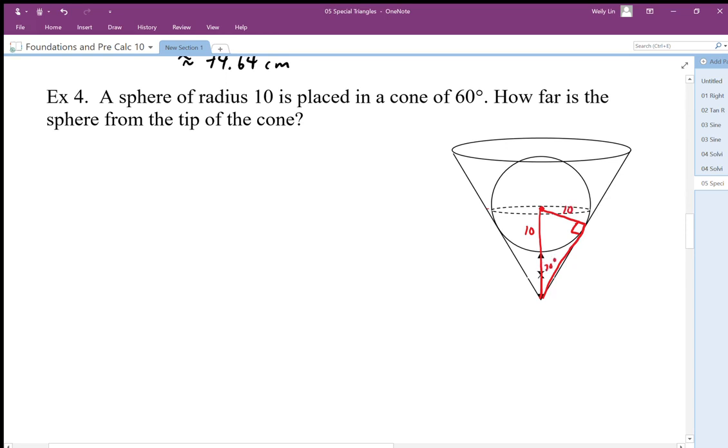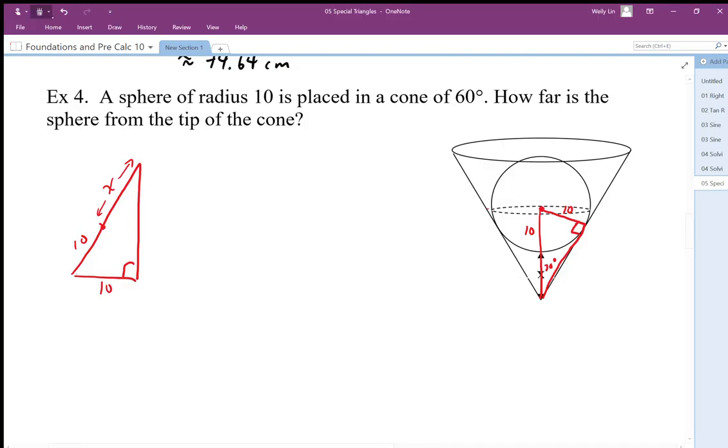So if we really know our 30-60 triangle, we know that this length here is a hypotenuse. This is the short side of the right angle triangle. And so this should be double, so that x should be 10. Okay, so I'm going to redraw this. So this short length is 10. I know that the length from here to here is also 10, and we're trying to solve for this length x from here to here, that's going to go to the tip of the cone.